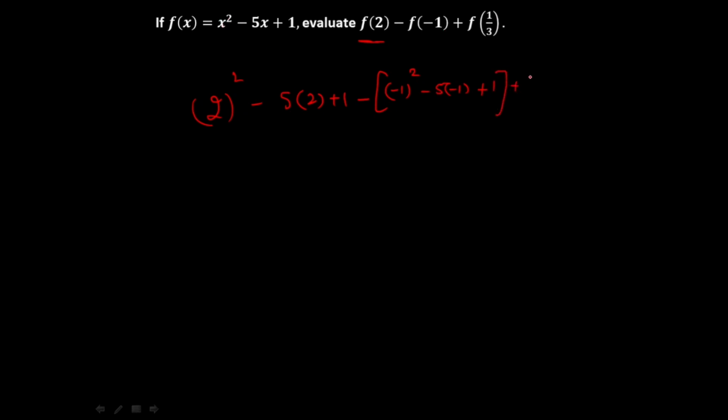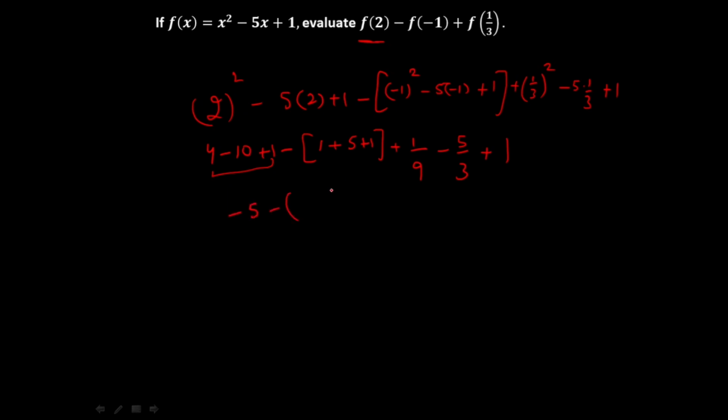So 1 by 3 whole square minus 5 times 1 by 3 plus 1. This value is 4 minus 10 plus 1 minus. Simplify this: minus 1 whole square 1 plus 5 plus 1 plus 1 over 9 minus 5 over 3 plus 1. Simplify again. This is 5 minus 10. This value I'm solving here. Minus 5. This value is 7 plus 1 over 9 minus 5 over 3 plus 1.